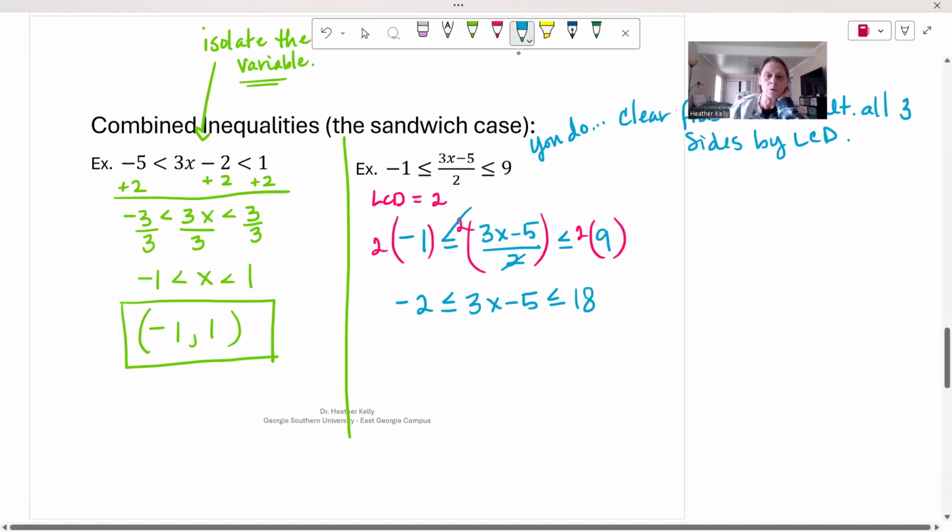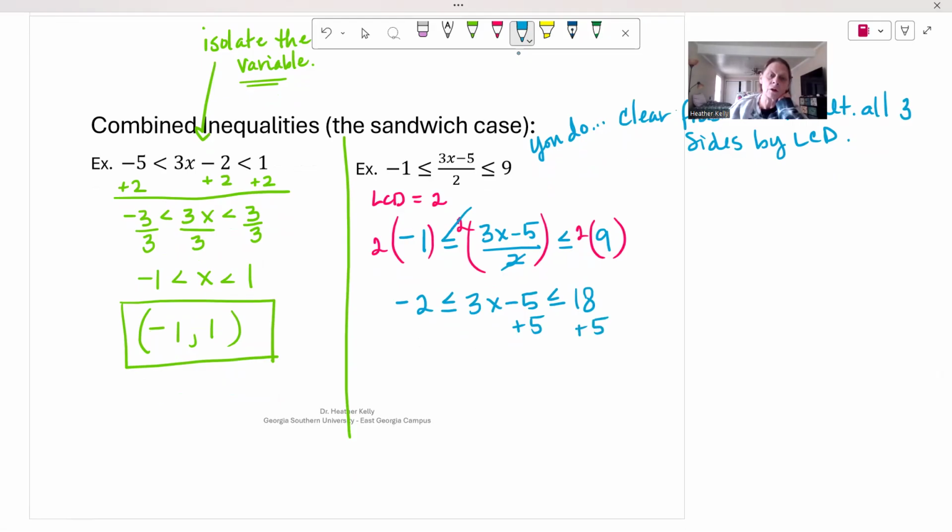Cool. Let's keep on going. Adding 5 to all three sides, we're left with 3 less than or equal to 3x less than or equal to 23. We're going to divide everybody through by 3. We're left with 1 less than or equal to x less than or equal to 23/3. And that's our answer.